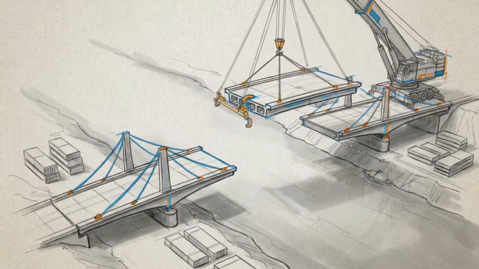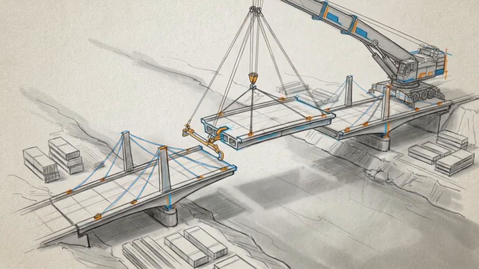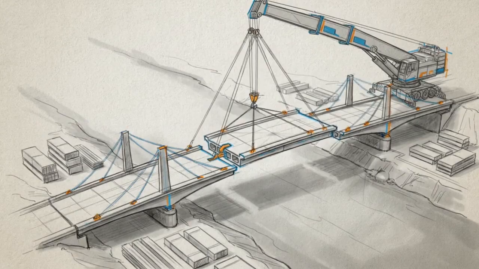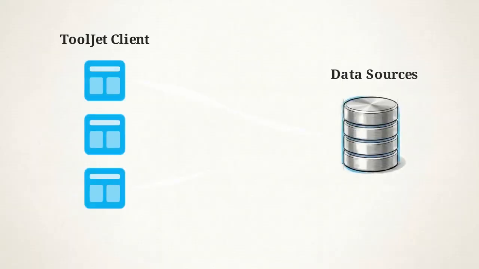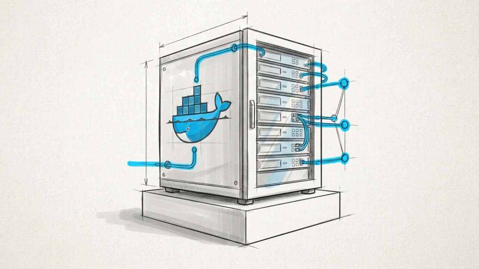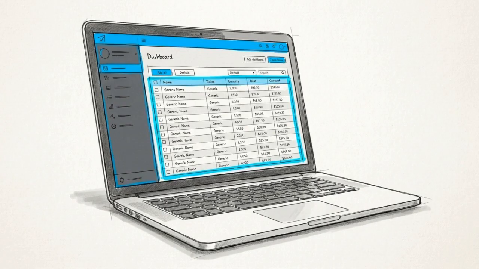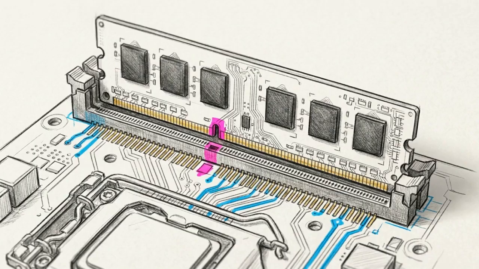Watch this bridge rapidly assemble from prefabricated blocks. ToolJet functions similarly for enterprise software, serving as a low-code platform engineered to connect rapid user interface deployment with complex internal data pipelines. By following this guide, you will deploy a secure, production-ready Docker Compose instance and verify its operational integrity by building a functional data table application.